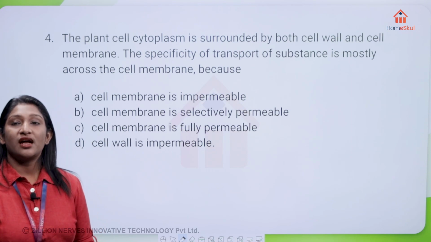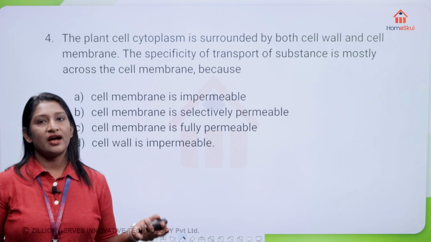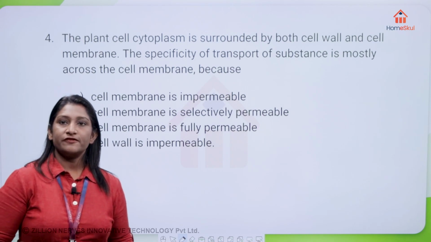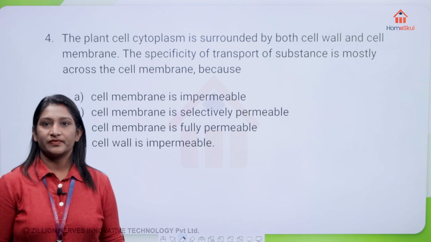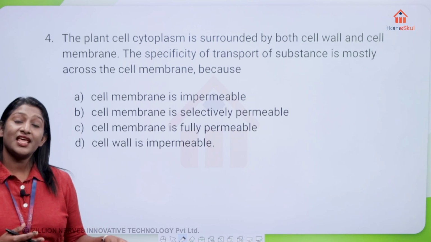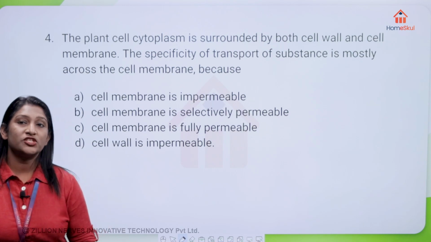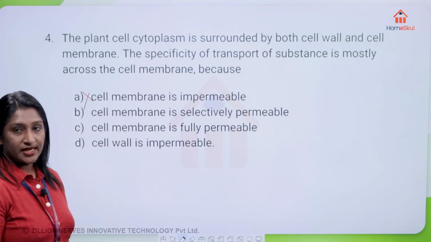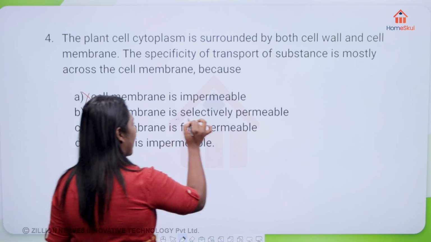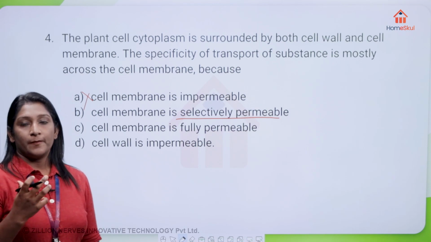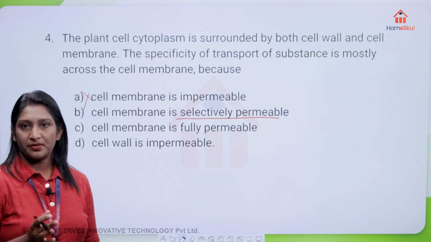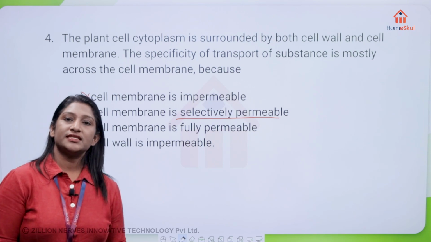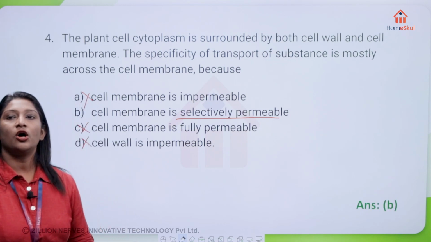Then the fourth question. The plant cell cytoplasm is surrounded by both a cell wall and a cell membrane. We know that animal cells don't have a cell wall, but plant cells do. So the plasma membrane is there and also the cell wall. The specificity of the transport of substances is mostly across the cell membrane, because why? The plasma membrane has a special characteristic feature. Cell membrane is impermeable, that is wrong. Cell membrane is permeable, but is it completely permeable? We have to say that the cell membrane is selectively permeable. It will not allow everything to pass through; it will allow only some particles to cross the membrane. Cell membrane is fully permeable is again wrong. Cell wall is impermeable is wrong. The cell wall is permeable, but the cell membrane is selectively permeable. The answer is option B.